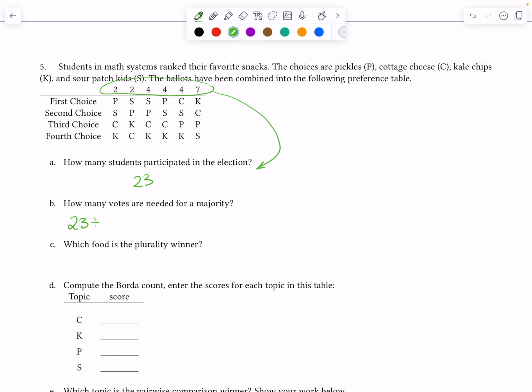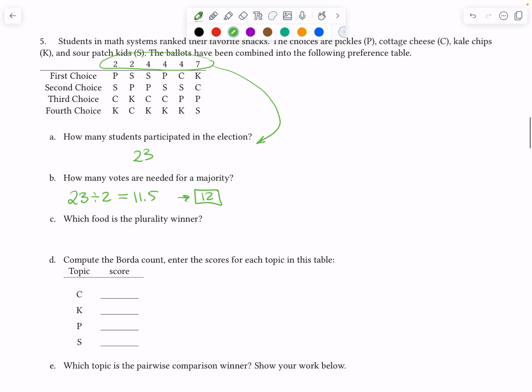How many votes are needed for a majority? So we do 23 divided by, not 3, I'm still thinking about the fair division problem. 23 divided by 2, and I got 11.5. Round that up, and you get 12. So we need 12 for a majority.